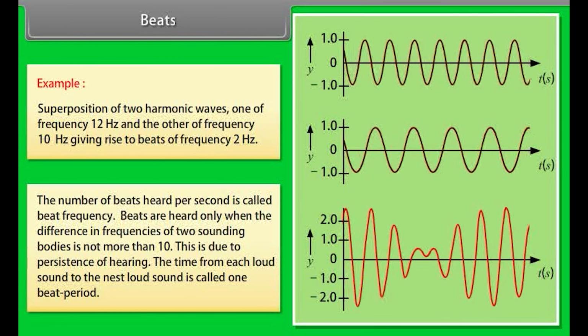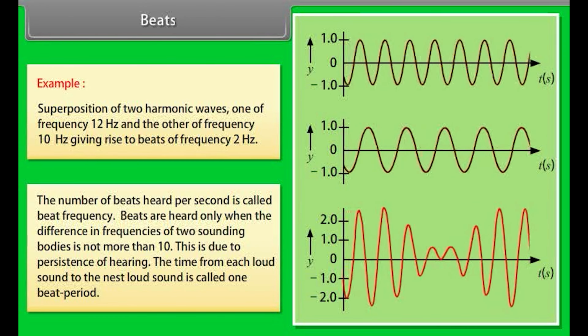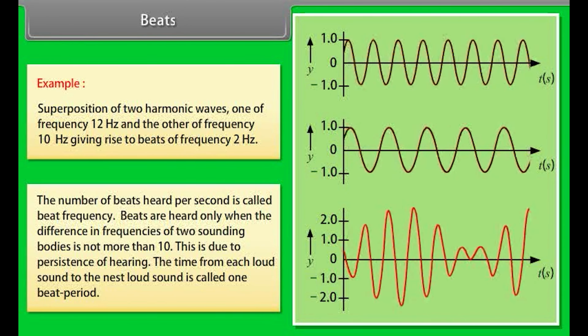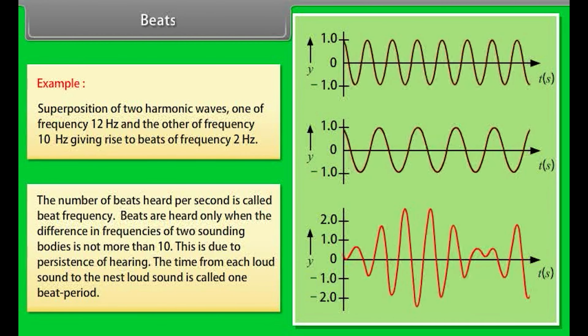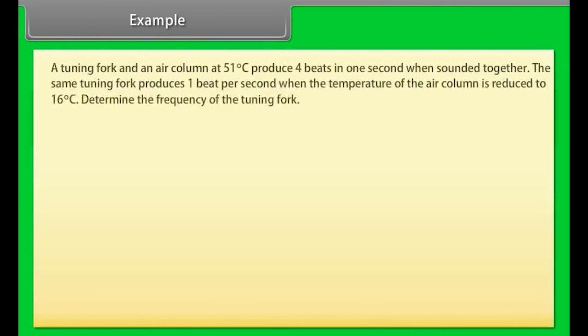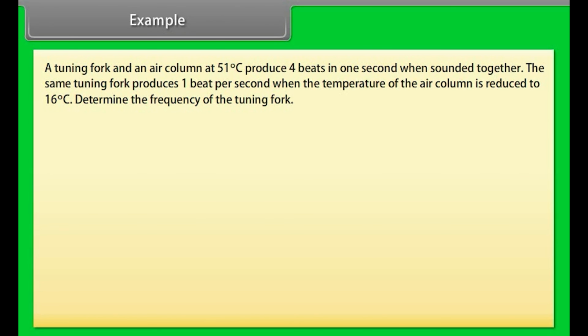Beats are heard only when the difference in frequencies of two sounding bodies is not more than 10. This is due to persistence of hearing. The time from each loud sound to the next loud sound is called one beat period. Example. Let's take an example of beats. A tuning fork and an air column at 51 degrees Celsius produce 4 beats in 1 second when sounded together. The same tuning fork produces 1 beat per second when the temperature of the air column is reduced to 16 degrees Celsius. Determine the frequency of the tuning fork.